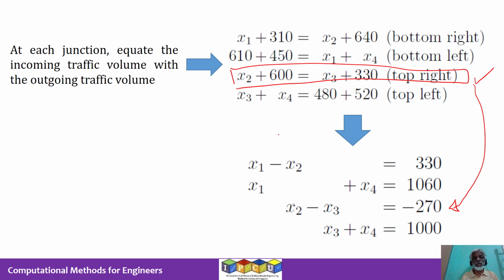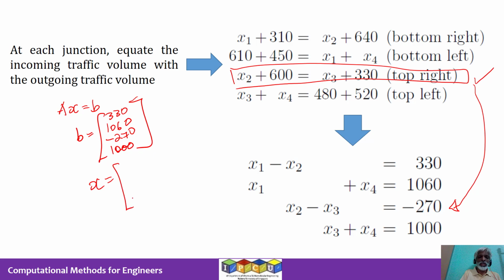Now this is of the form Ax = B. As you can readily see, it is a linear form, so all the terms are linear, and we can write it in Ax = B form. B is going to be specifically 330, 1060, minus 270, and 1000. This is the B vector, the right hand side vector. X, the vector of unknowns here, is going to be x1, x2, x3, and x4.